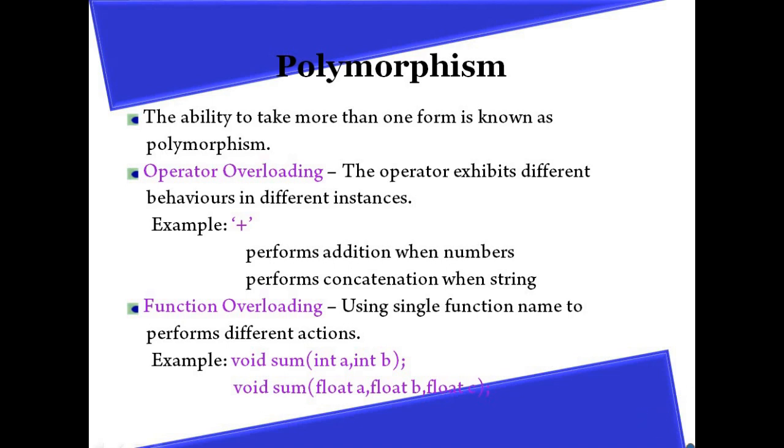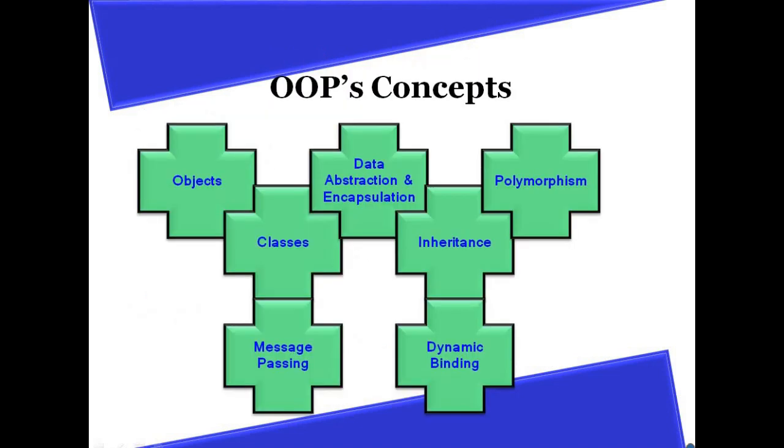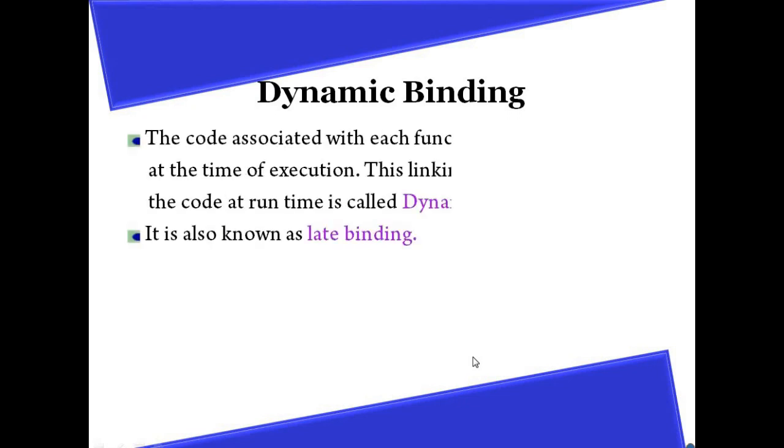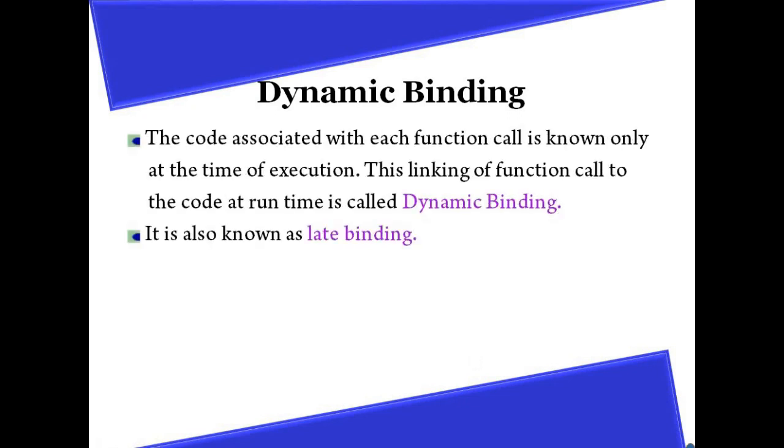The second one is function overloading. The same function name can be used for more than one function. So for example, here the sum function performs sum of two integer numbers in the first line, and in the second line the sum function performs sum of three float numbers. In both cases the function name is sum, but it performs two different tasks.